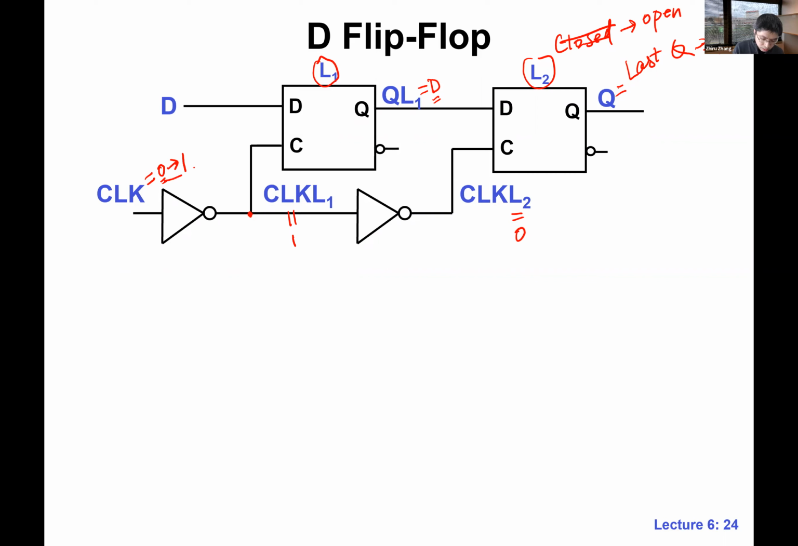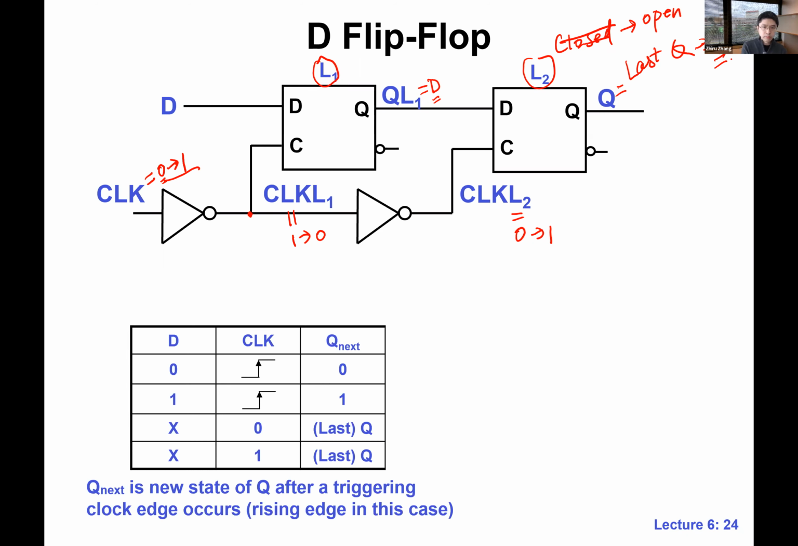So when clock goes from 0 to 1, clock L1 goes from 1 to 0, and clock L2 goes from 0 to 1. And that's how we can capture the input at the rising edge. Any questions?